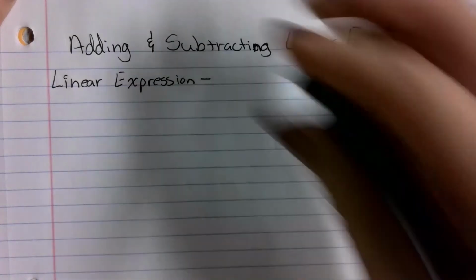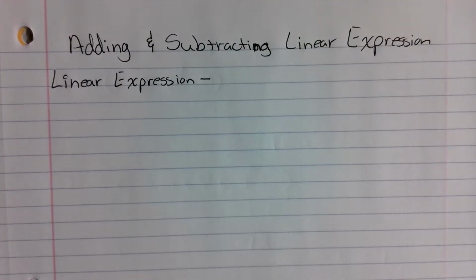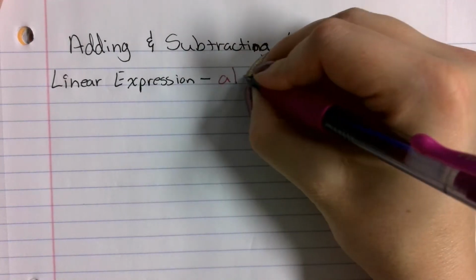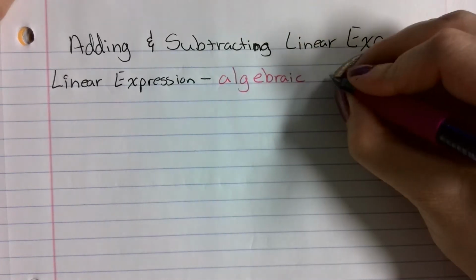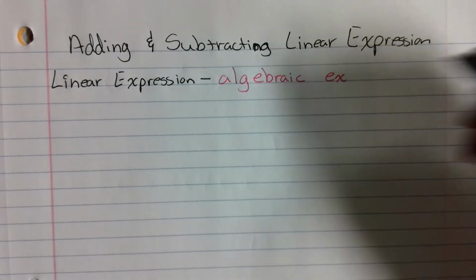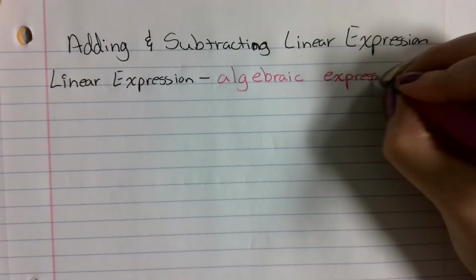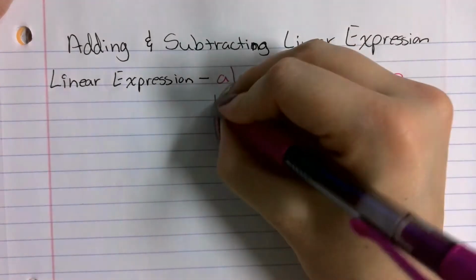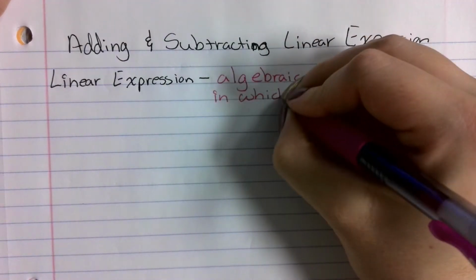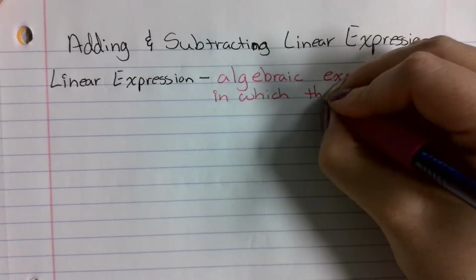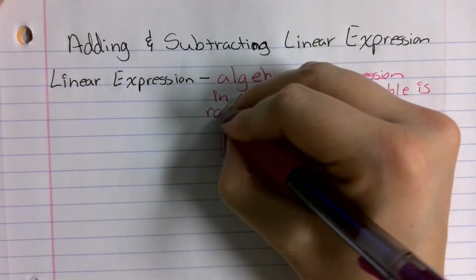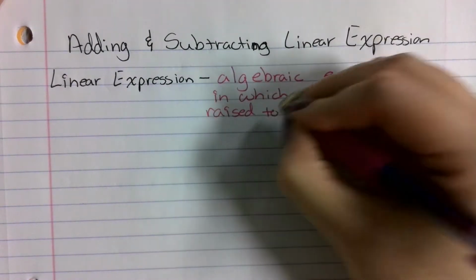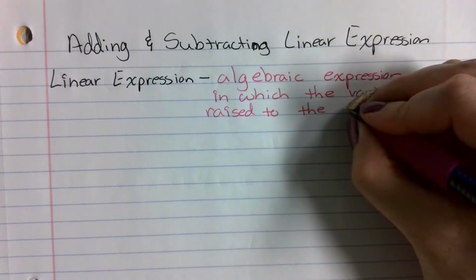If the variable has any other exponent besides a 1, then it would not be linear. But if the exponent is just a 1, or the variable is written without any exponent at all, then it is a linear expression. So again, it's an algebraic expression in which the variable is raised to a power of 1, or raised to the first power.